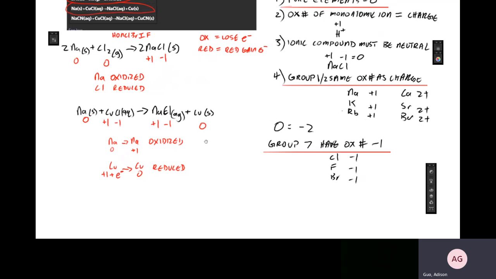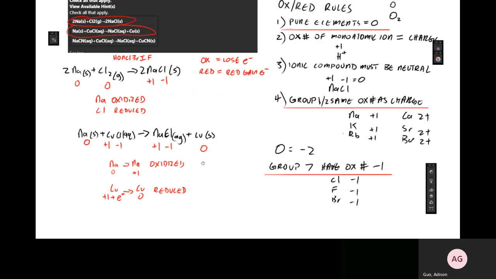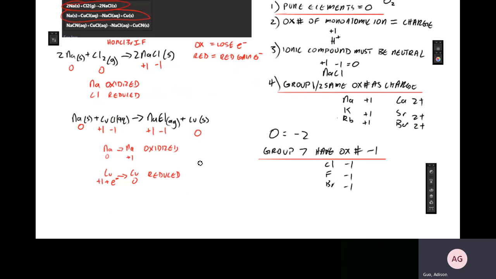Basically, an oxidation reduction reaction is a reaction where something gets oxidized and something gets reduced. So if we look at our third equation, it doesn't look like this one is going to be an oxidation reduction reaction. But you can see why later.